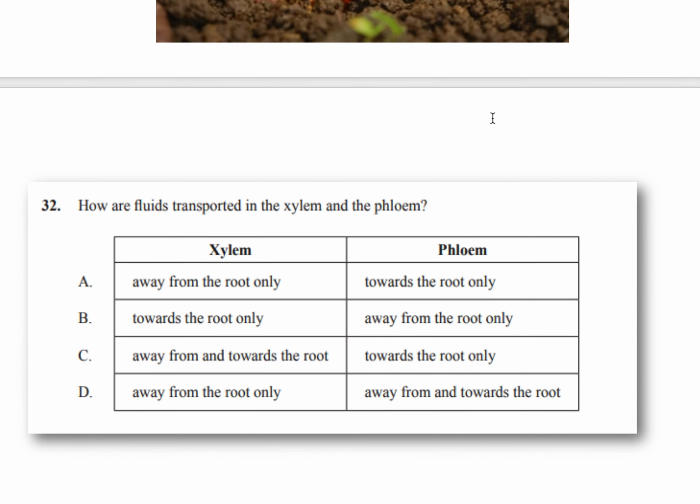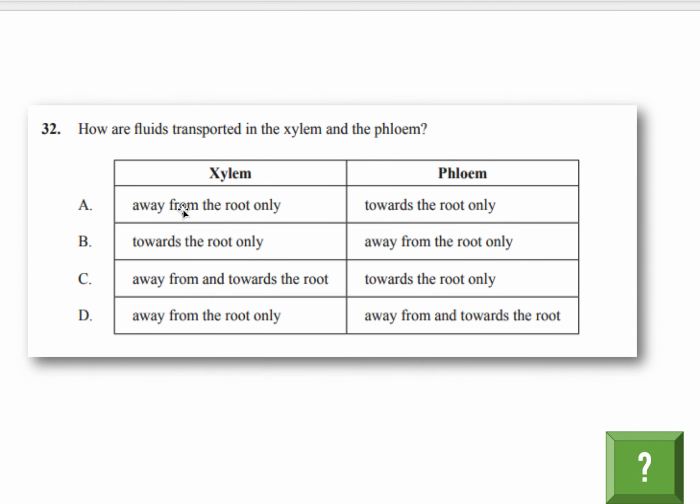So let's see. A, away from the root only. That's true. The xylem carries water away from the root towards the rest of the plant that needs it, all the cells of the plant that need it. And only away. It doesn't bring anything from the leaves downwards. It's only from the root. So A could be correct so far.